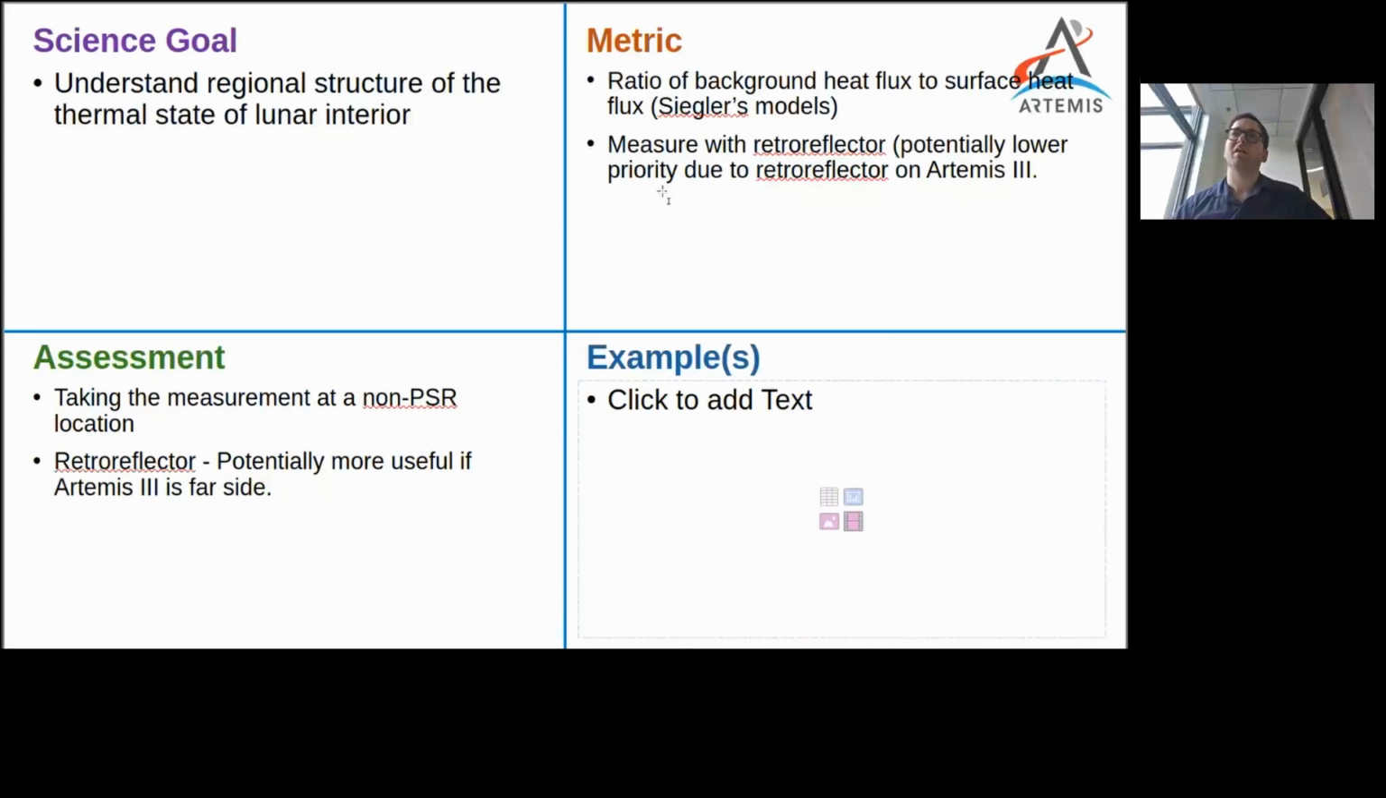And then, lower priority, there was also some discussion of retroreflectors in terms of being able to get at these large geophysical structures of the moon from measurements. And depending on where Artemis 3 goes, if Artemis 3 is on the far side, having a retroreflector on the near side could provide some value to that.